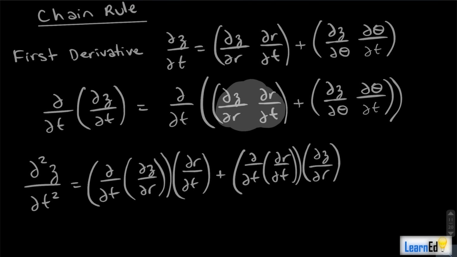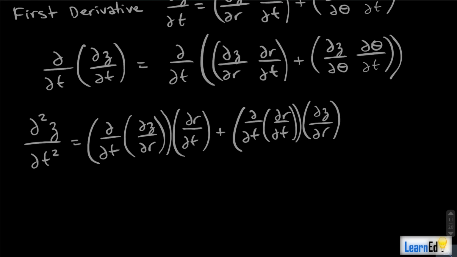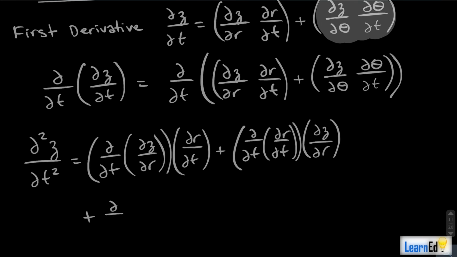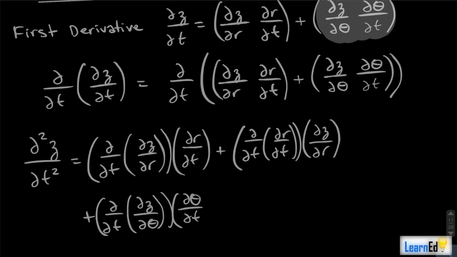Since we did the first piece, now we're just going to add on the second piece, the dz d theta dt. We're going to take a derivative with respect to time of dz d theta, and then multiply that by d theta dt, which we're going to leave alone.